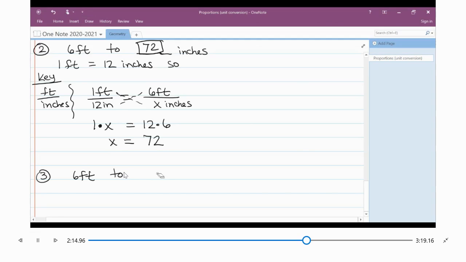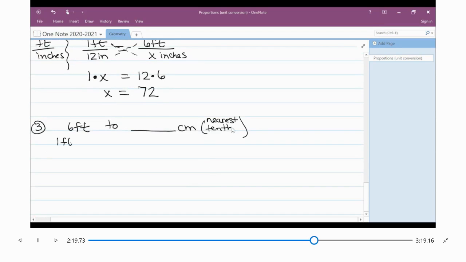I think I'm doing 1 or 2 more here. So 6 feet, we're going to go to the nearest tenth. We're going to convert that to centimeters. Now, there's 2 conversions necessary as far as our reference sheet goes. Our reference sheet doesn't give us a direct link between feet and centimeters. It does give us a link between inches and centimeters. So first, I'll go feet to inches, and then inches to centimeters. Now, we know from the previous example that it's going to be 72 inches. So I'll just go through that process quick.